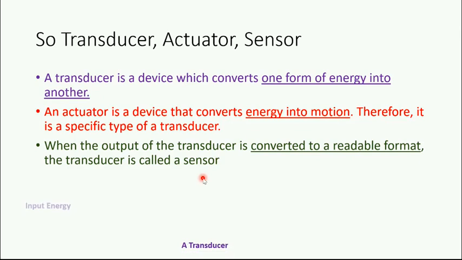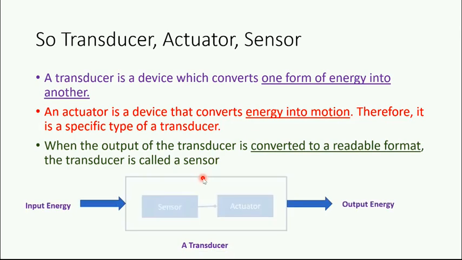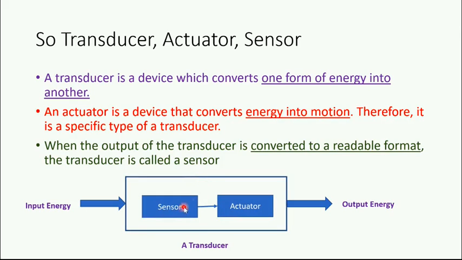In general, we can make a block diagram of a transducer based on a sensor and actuator. The input energy is here. The sensor takes the input energy and is connected to an actuator, which will move depending upon the energy coming from the sensor, and then the output. So in general, in a transducer, the input energy is converted into an output energy in a different form.